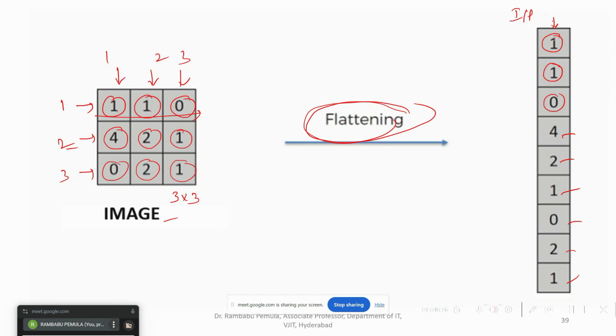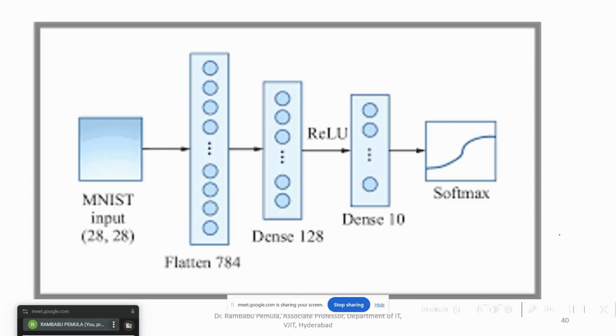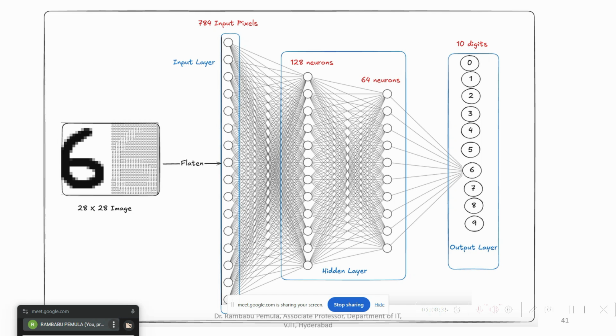Now that means this is the x1 feature, this is the x2 feature, x3 feature, x4 feature, x5 feature, x6, x7, x8, x9. These are the 9 features of the input to our model.